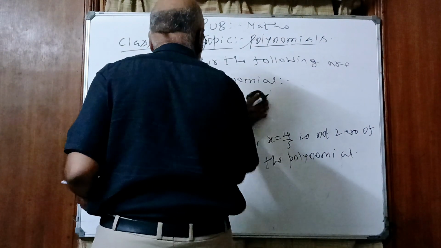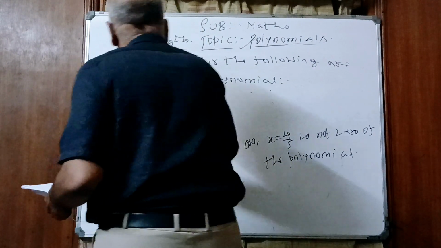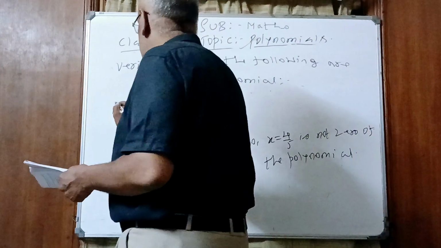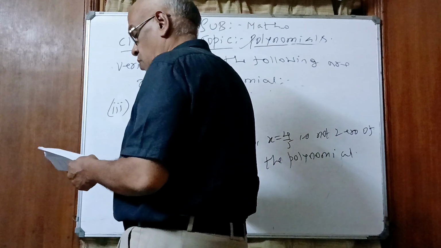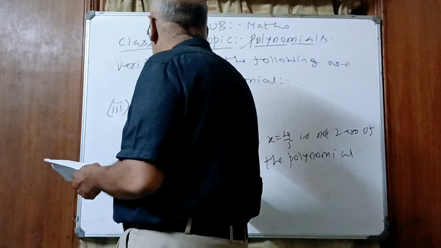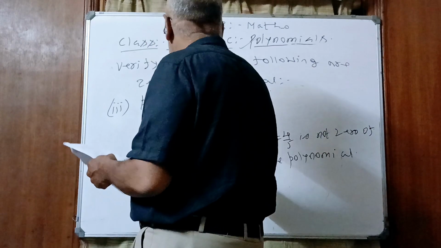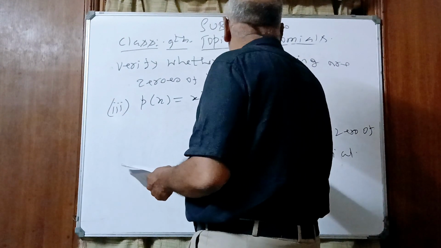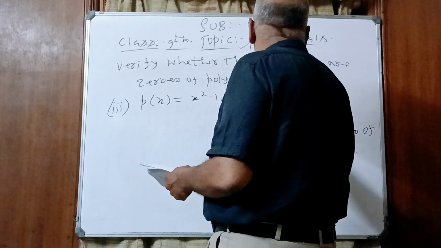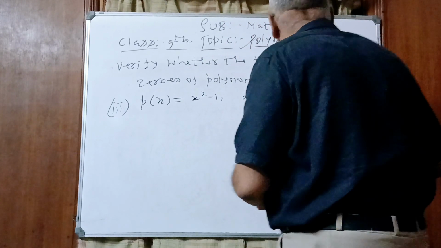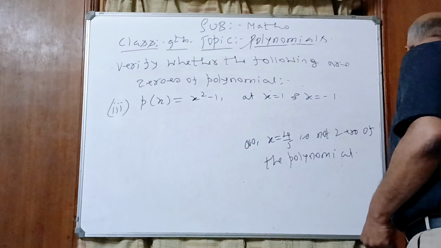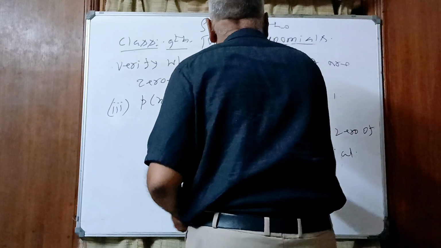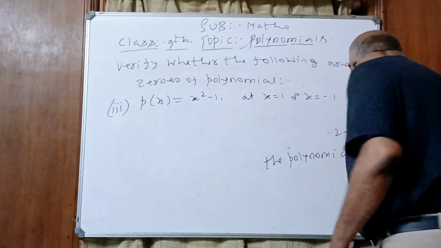Similarly, now I hope you are confident. I will solve one more sum, children. What is that? Check whether the following are the zeros of the following polynomial. P of x is equal to x square minus 1 at x is equal to 1 and x is equal to minus 1. Now we have to tell whether minus 1 and 1 are the zeros of the polynomial. Are they the zeros of the polynomial, children? We don't know. Isn't it?